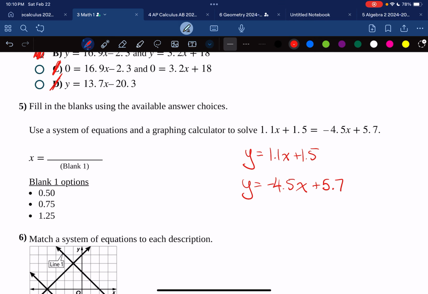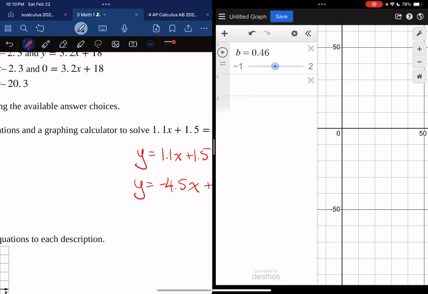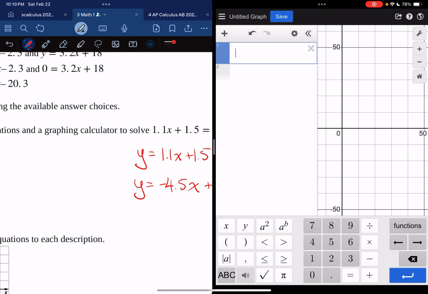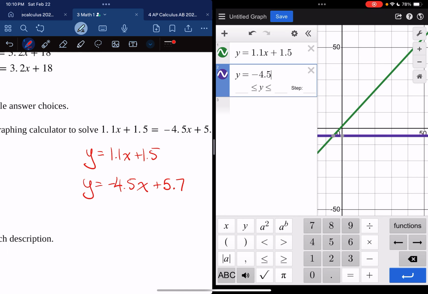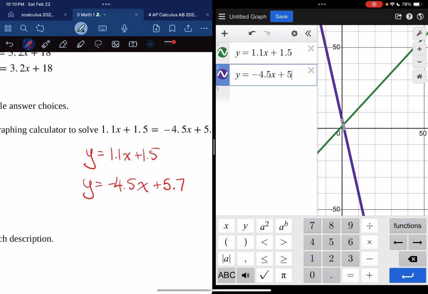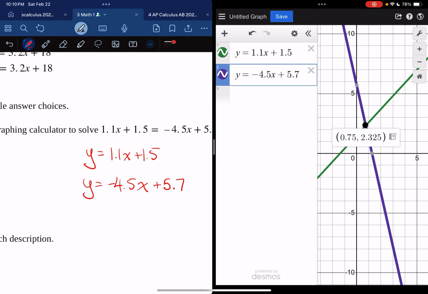So let me go ahead and pull up my calculator. I'm going to use the graphing calculator, of course, and it looks like there's some stuff on it from Algebra 2. Okay, so I've got this ready to go. I'm going to type in y is equal to 1.1x plus 1.5, and I have y is equal to negative 4.5x plus 5.7, and I'm going to zoom in here on my graph. And I see if I just click on that point that they intersect, it intersects with an x coordinate of 0.75 and a y coordinate of 2.325.